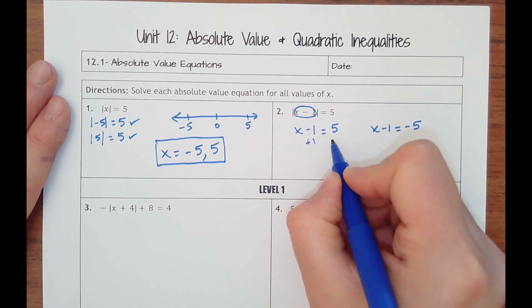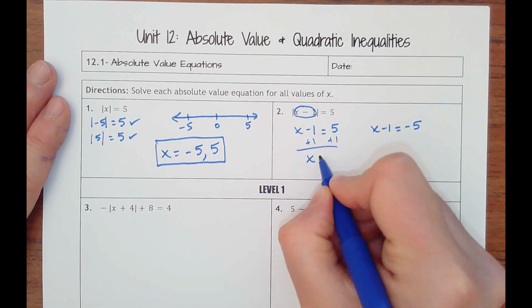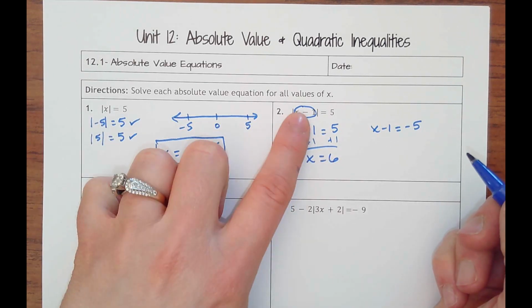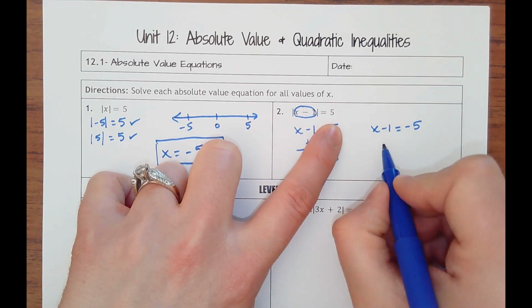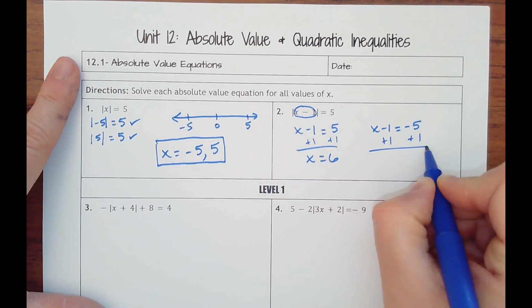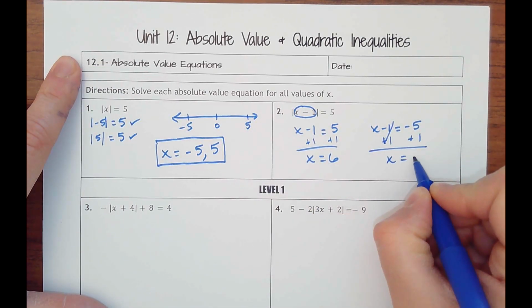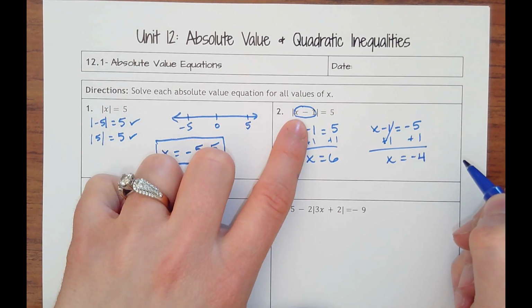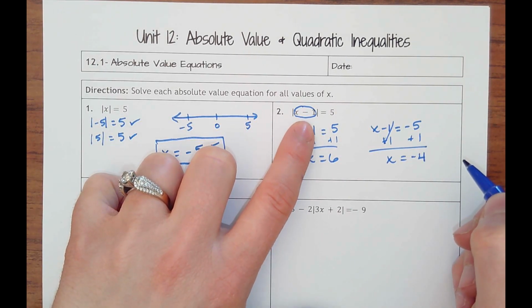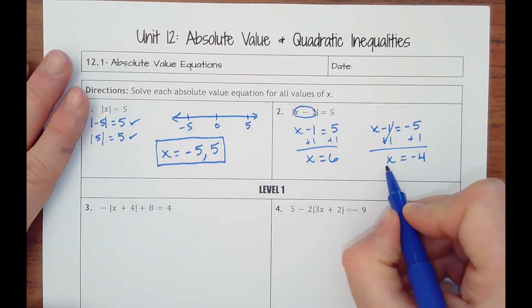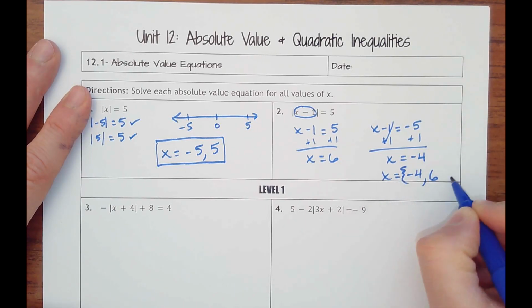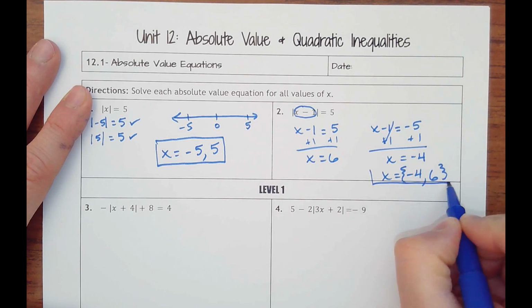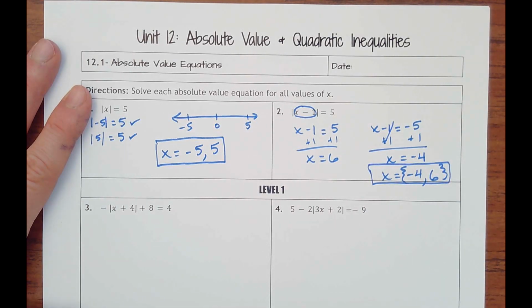So you're just adding 1. So x could be 6. 6 minus 1 makes 5. The absolute value of 5 is 5. Add 1 to -5. That does not get -6. That actually gets -4. -4 minus 1 is -5. The absolute value of that is what makes 5. So we get two answers. We're supposed to put curly brackets around it, but it doesn't really matter.